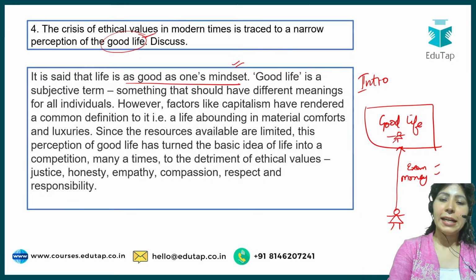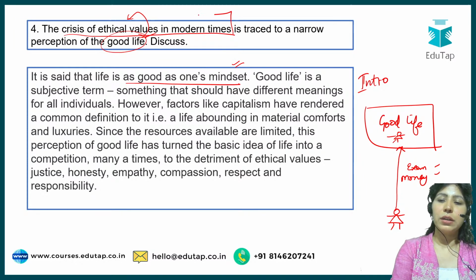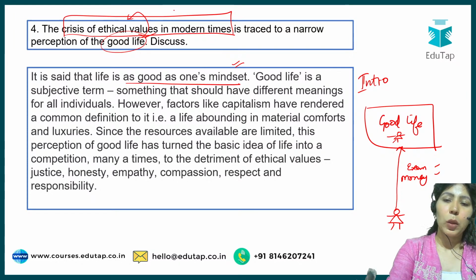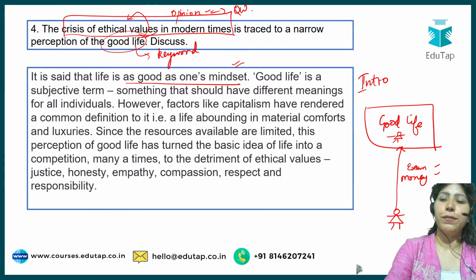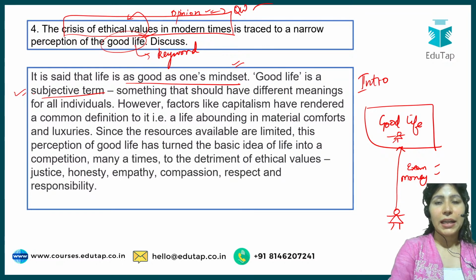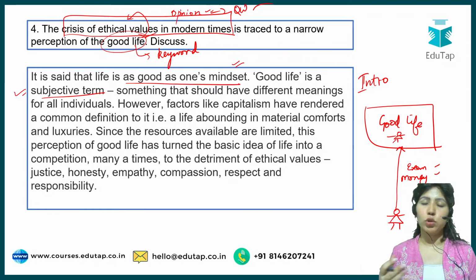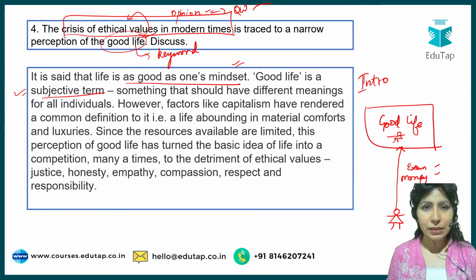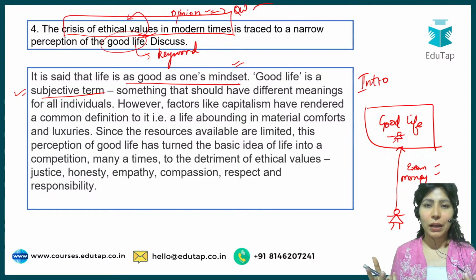All right, and then we related this keyword, good life, with the crisis of ethical values in modern times. So this is the opinion of the examiner, and this is your keyword. Opinion is also known as the qualifying word. Yes, good life is a subjective term. We've made it very clear that good life can have different meanings for everybody, but because of globalization and the rise in capitalism, good life is taking just one meaning for everybody. And what is that one meaning?